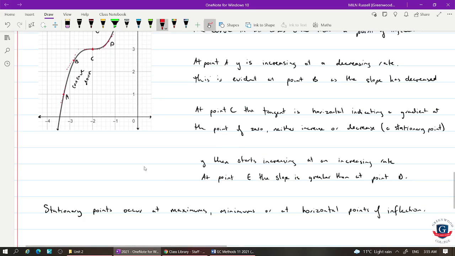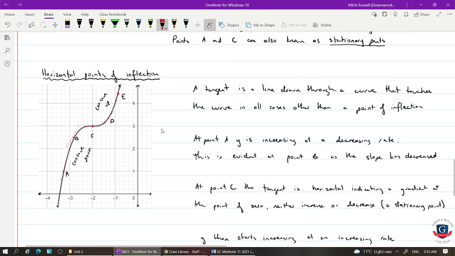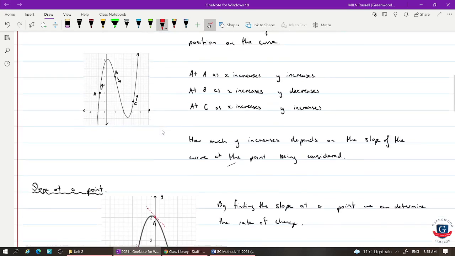There are some quite cool apps, I think GeoGebra is one of them, that can show you the slope at a point and how it changes. I might try and do one of those for you in class.